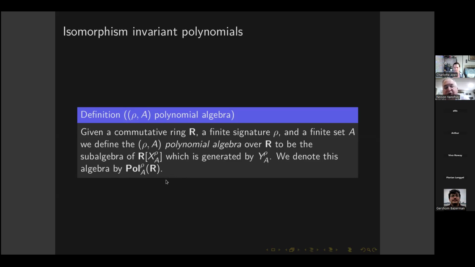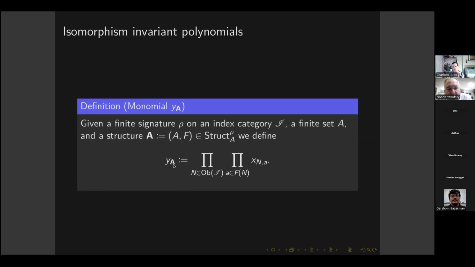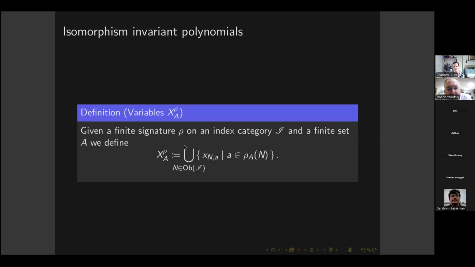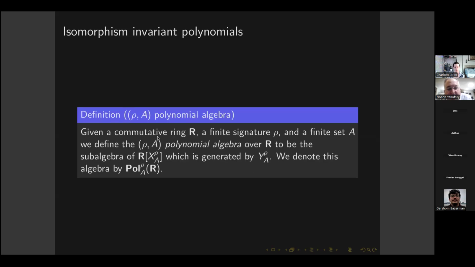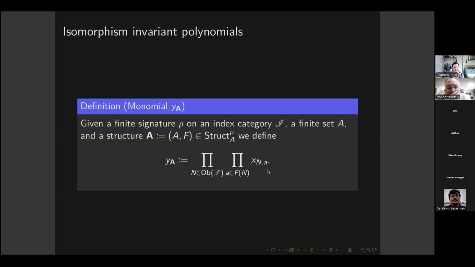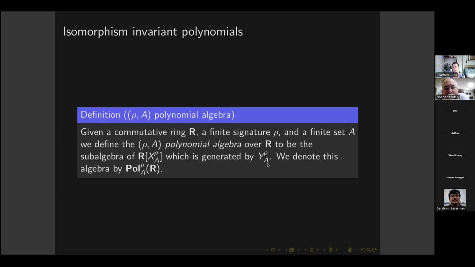Are you making a distinction between capital Y and lowercase y? Lowercase y_A was supposed to be a specific one of these things for the structure A, whereas this capital Y_ρA is the set of all such monomials. Okay, yes, thanks. I guess I didn't mention that. So, the set of all such monomials that you could create.